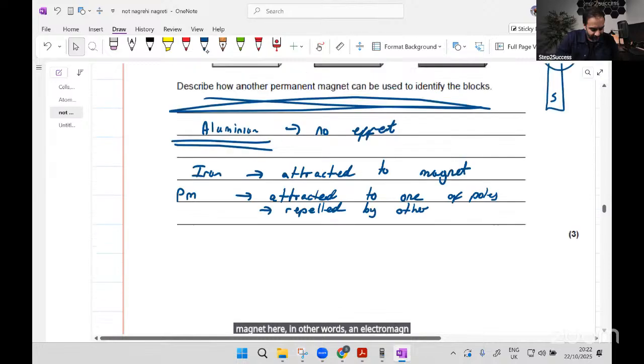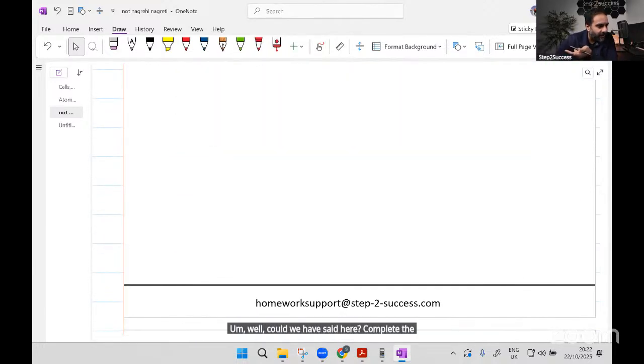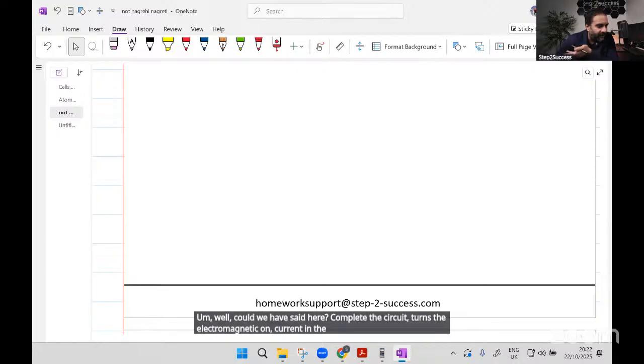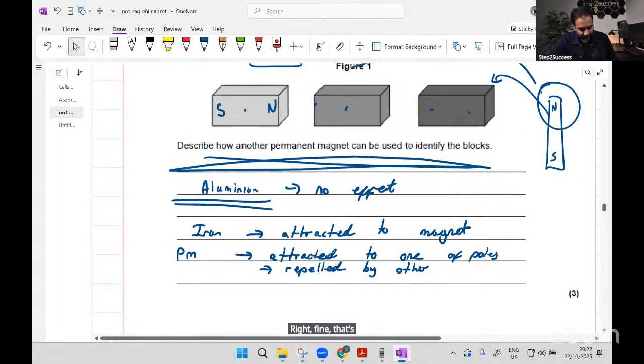Let me just make sure I haven't missed any information for that question. What else could we have said here? Complete the circuit, turns the electromagnet on, current in the coil, magnetic field around it, iron core becomes magnetized. Right, fine, that's all correct.